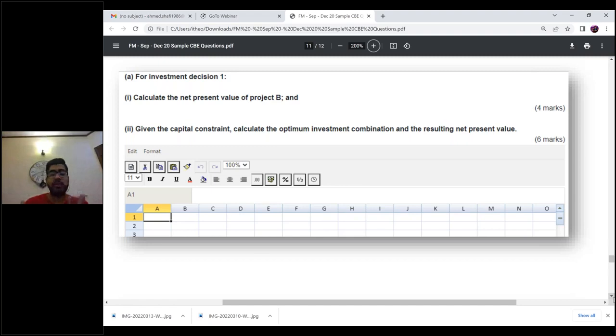Since this is a calculation requirement, the spreadsheet will be provided to you in the exam, as you can see. And if it would be a theoretical requirement, then only a word file would be given. Okay, so let's start. Just a quick recap of things.